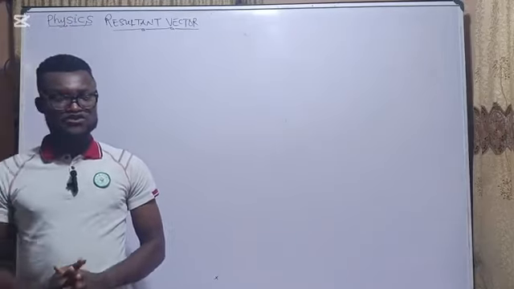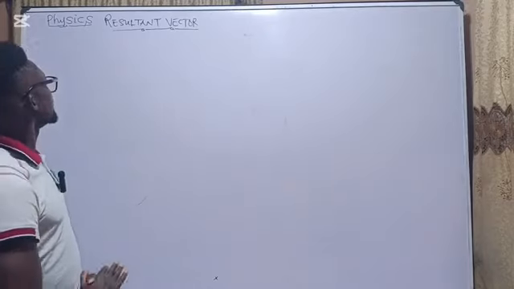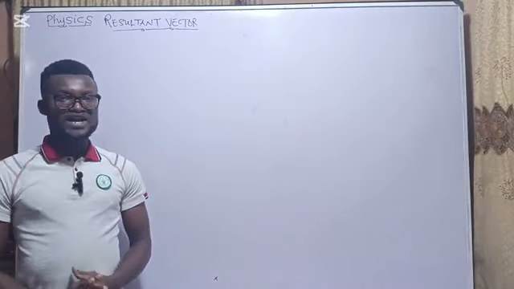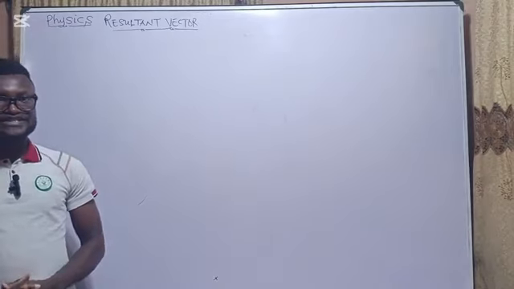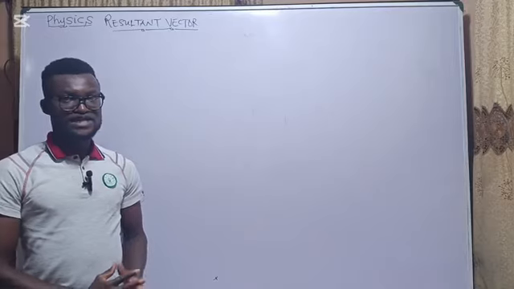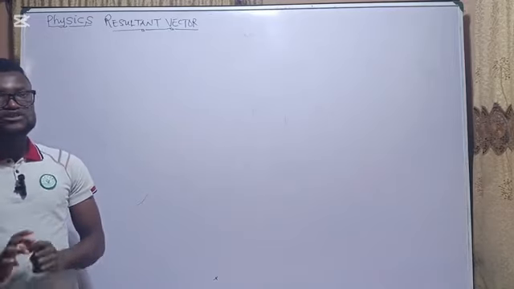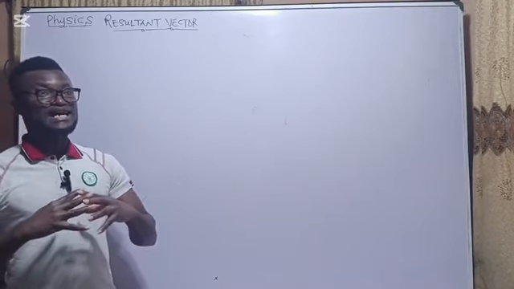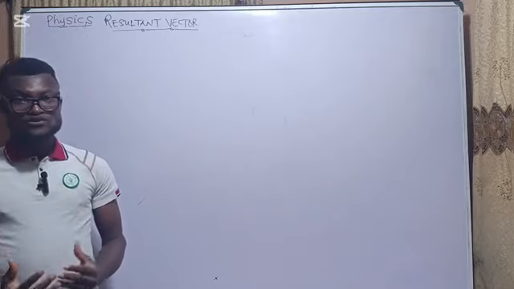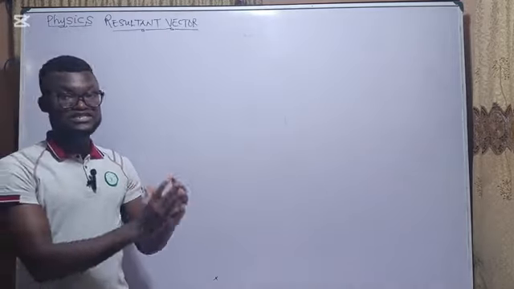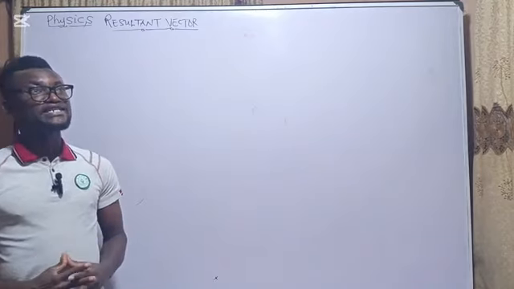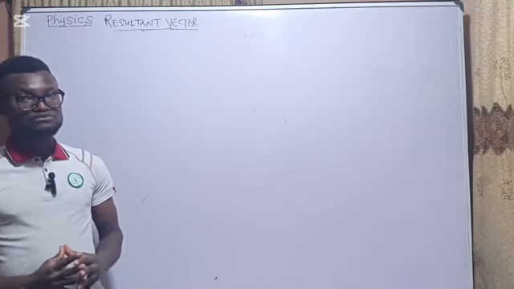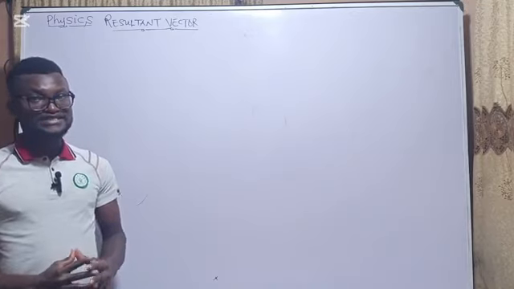So today we are taking a topic in physics, the resultant vector. Firstly, we define a vector as any quantity that has magnitude and direction. Any quantity that can be specified, any quantity that can be given direction. So in that case, a vector is a quantity which has both magnitude as well as direction.